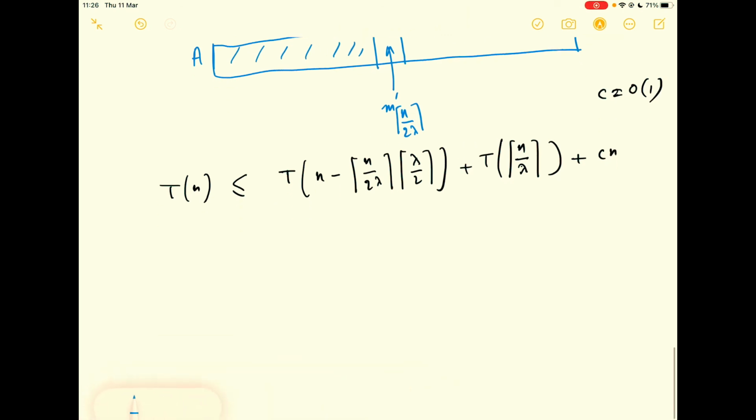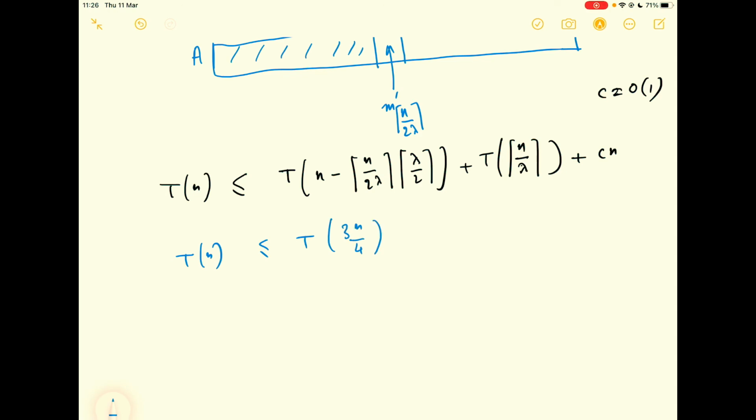and which basically looks like, if you ignore the ceilings and floors, that Tn is less than or equal to T of 3n by 4 plus T of n by lambda plus Cn. Now I would let you check that the solution Tn is order n if lambda is greater than or equal to 5.